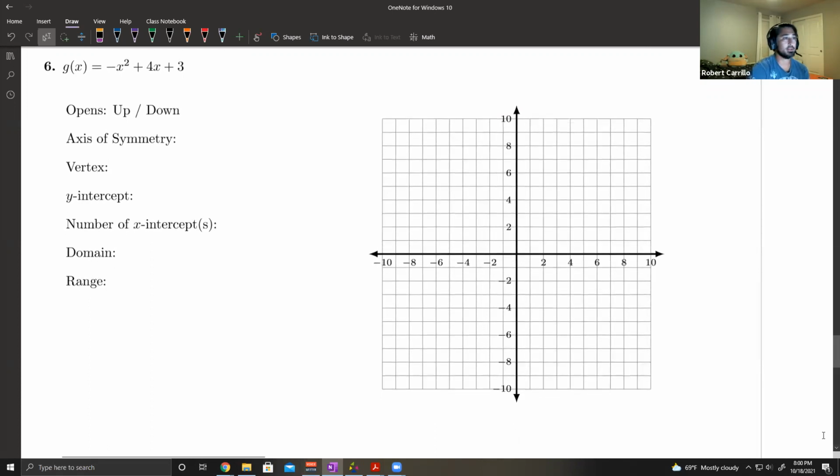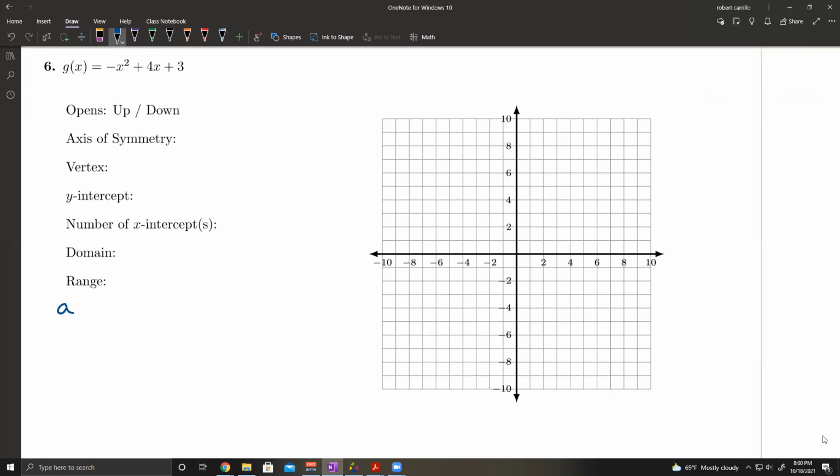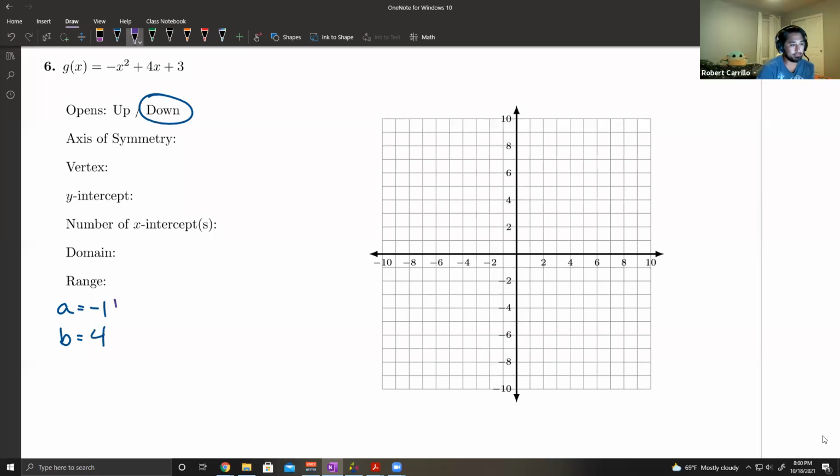Okay. So -x squared plus 4x plus 3. What is the value of a? -1, which means we open down. Good. What's the value of b? 4. Now let's find that vertex.